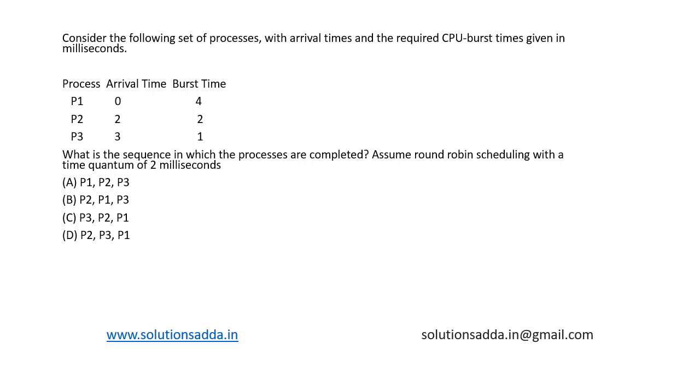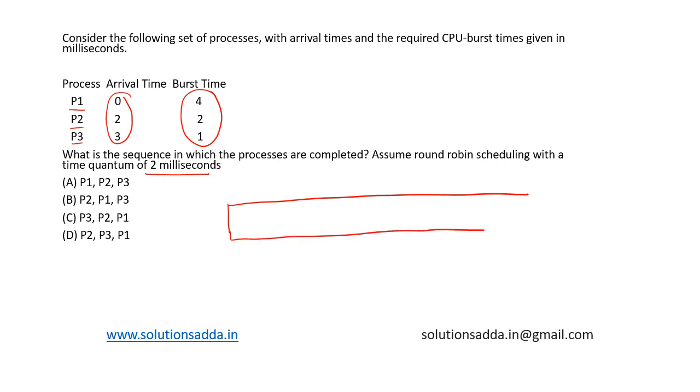This is a question from operating system. Consider the following set of processes with arrival times and required CPU burst times given in milliseconds. So we have three processes P1, P2 and P3. Arrival time is given as this and the burst time is given as this. What is the sequence in which the processes are completed? Assume round robin scheduling with a time quantum of 2 milliseconds. So let's try to draw the Gantt chart and understand what is the order of completing the process.